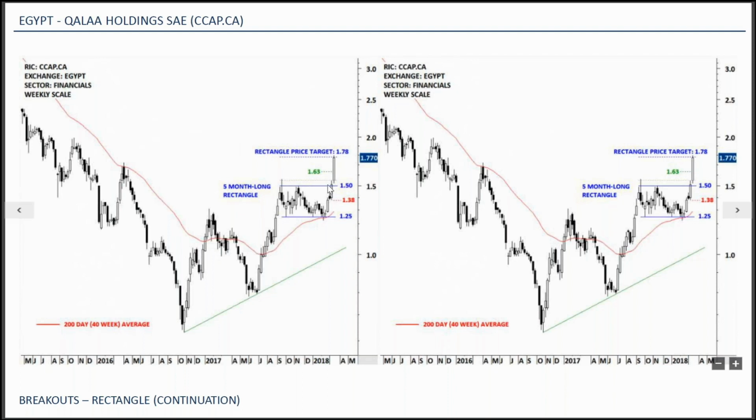There was a clear 5-month long rectangle setting up above the long-term average. The breakout took us to the chart pattern boundary. The stock is now trading at 3 levels.